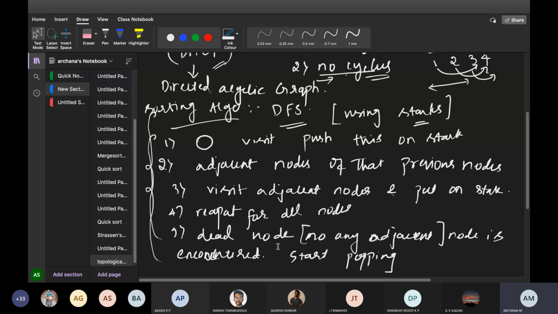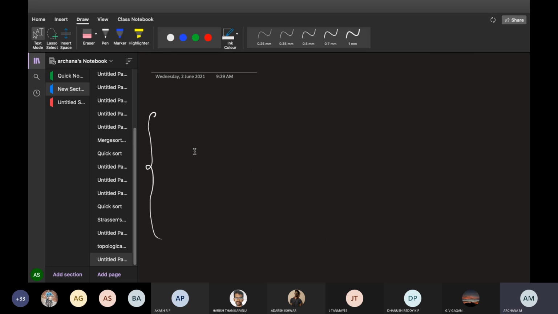You cover everything. All the adjacent nodes have to be covered for each and every node. Once you encounter a node which has no adjacent nodes or neighbors, stop there and start popping the nodes from the stack. We have to pop everything until the stack becomes empty. Finally, check whether we have visited all the nodes or not. If we have not visited all the nodes, start again from a node which you have not visited. This is the very important thing for DFS. I'll explain with a simple example, then it will be easy. I'll go to a new page.